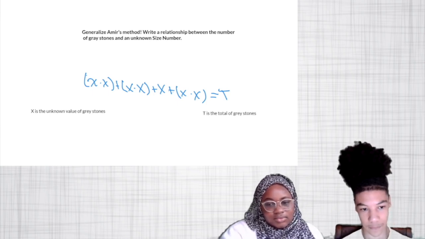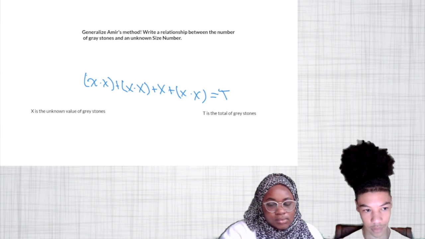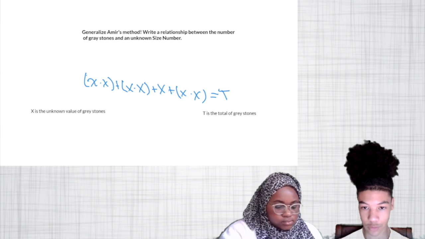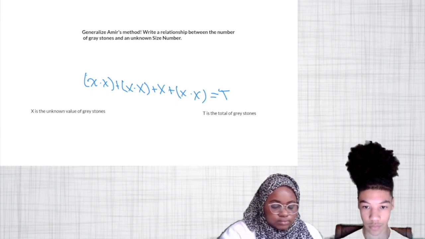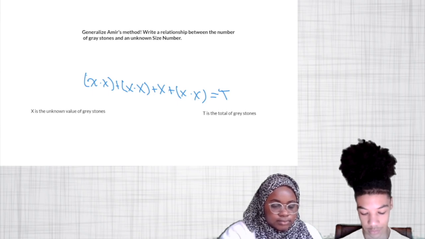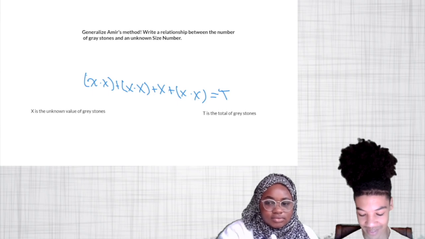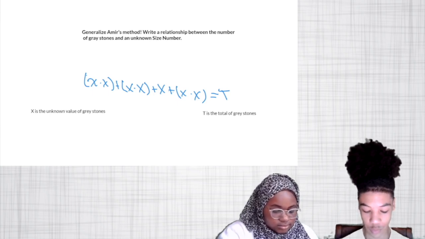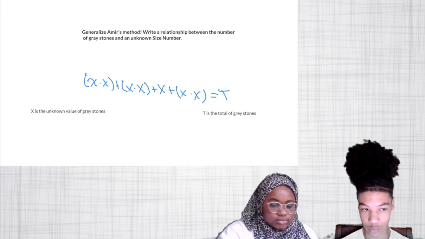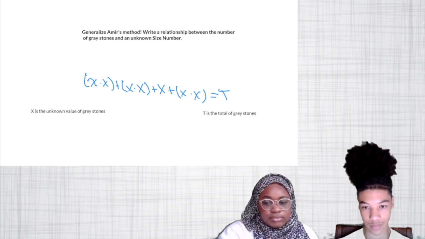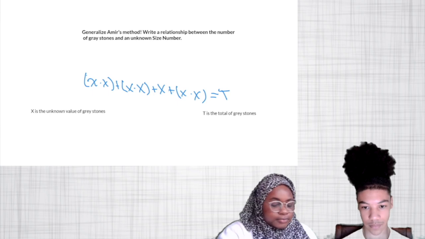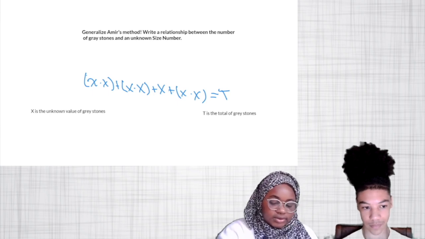So ET, can you start us? Just tell me about your equation. So the generalized one or Amir's original? The one with the X's there. Can you tell me about that equation? Yes. So this equation, we have x times x plus x times x plus x times x equals t. And x would be the unknown value of gray stones. And the t represents the total number of gray stones. Thanks, ET. Haleemah, do you want to add anything to that? No, that sounded good to me.